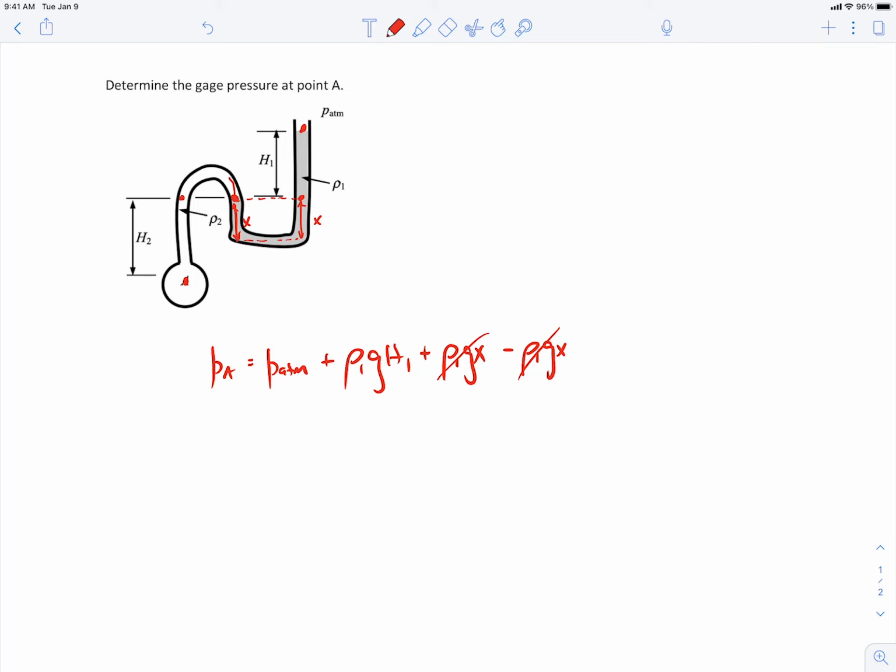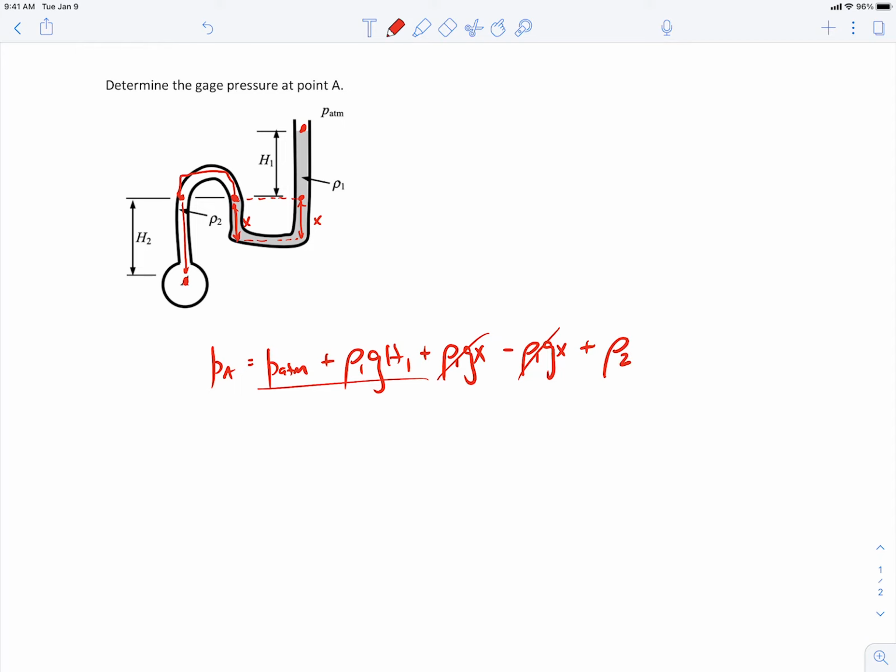Okay, so now to go from here to this point, let me put a point here. We're going to move up and then move back down the same distance. So the pressure at that point will still be the same value of what I already have. But now I'm going to move down in a different fluid here all the way down to my final point. So I'm going to add in the weight of that fluid.